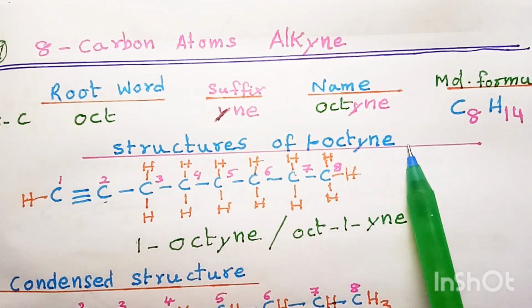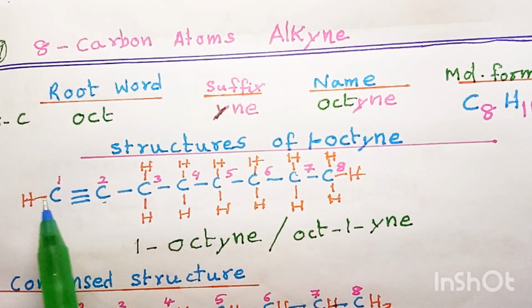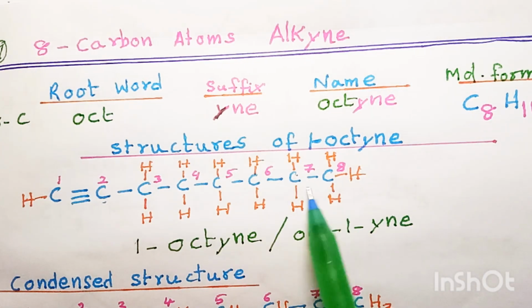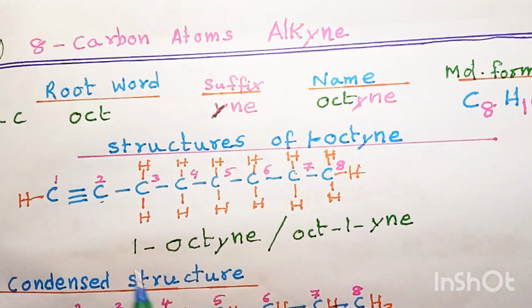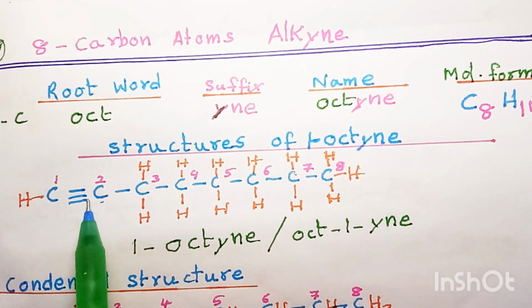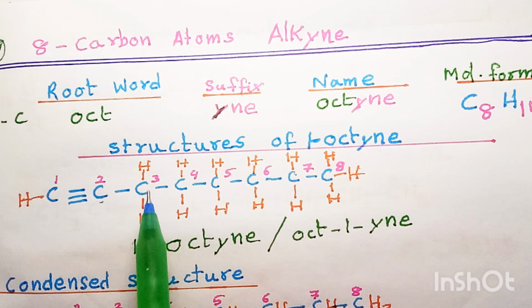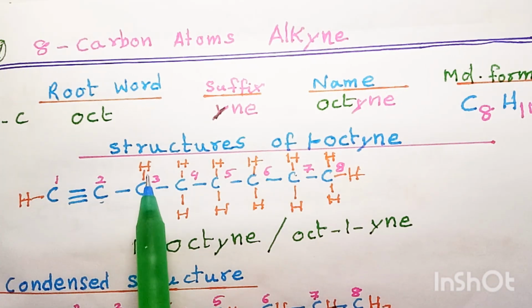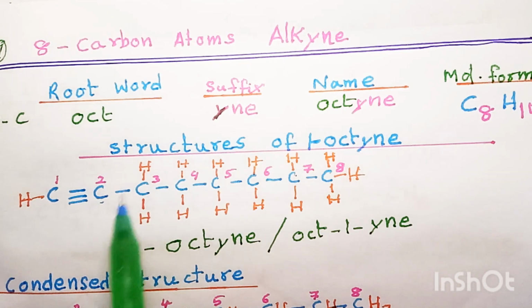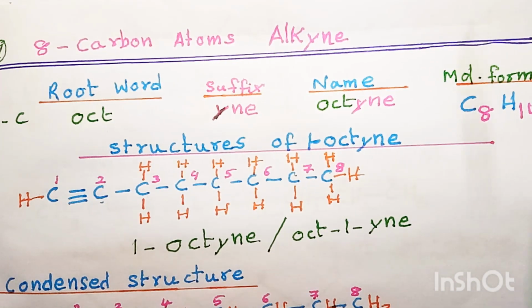Let's see the structures of octyne. 1-octyne is nothing but a triple bond between the first carbon and second carbon, and there are 8 carbon atoms with 4 bonds each. The first carbon has 1 bond with hydrogen and 3 bonds with carbon. The second carbon has 3 bonds with the first carbon and 1 bond with the third carbon. The third carbon has 2 bonds with adjacent carbon atoms and 2 with hydrogen atoms. So this has 4 bonds. Similarly, all other carbon atoms also have 4 bonds each. This is the structure of 1-octyne.